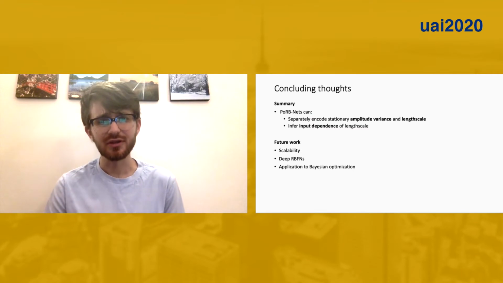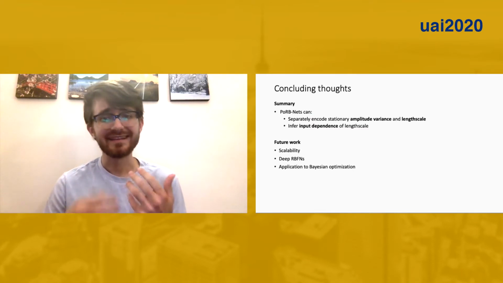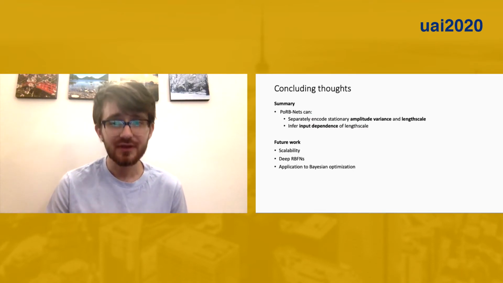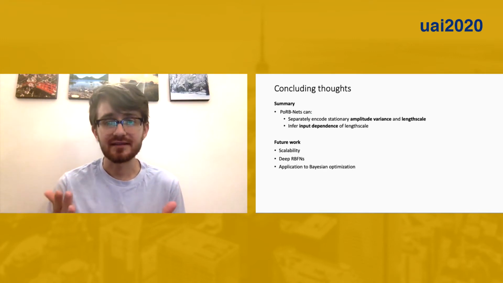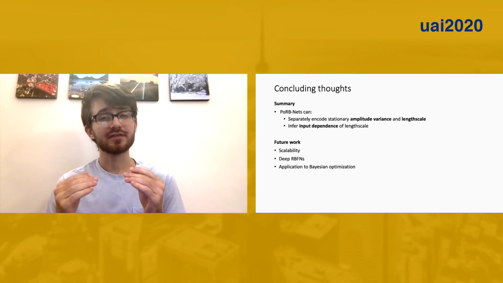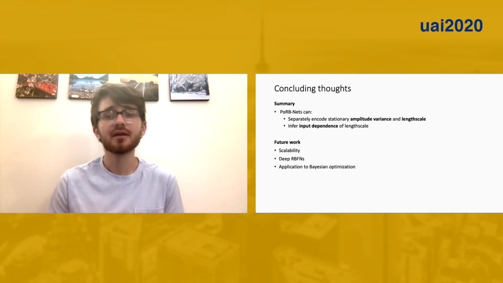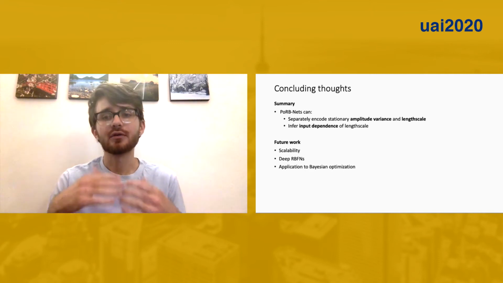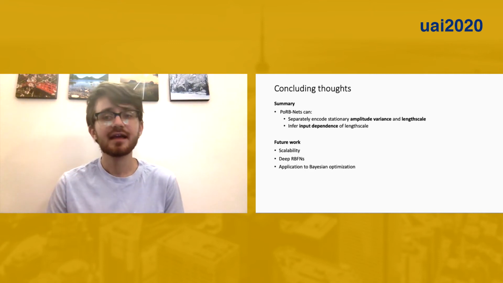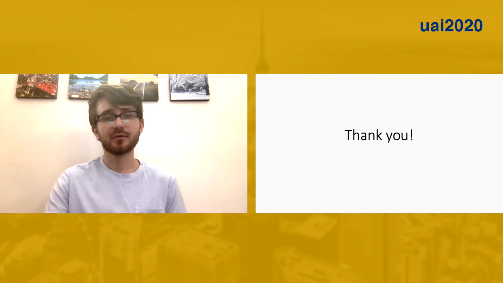So here's a few concluding thoughts. We showed that PoRB-Nets can separately encode stationary amplitude variance and length scale and infer the input dependence of the length scale if that's desired. We focus on theoretical properties in this paper. For future work, we're interested in how you could scale this model, how it could be applied to deep RBFNs, and we think it could be really useful for Bayesian optimization. So thanks for listening.